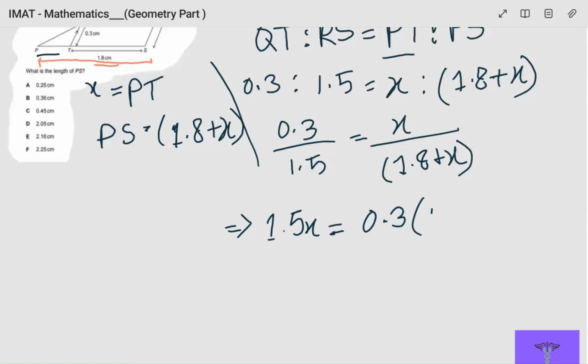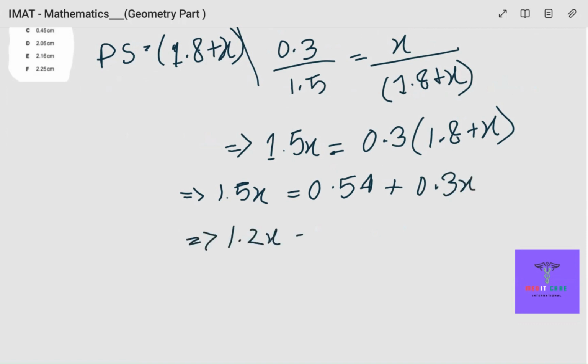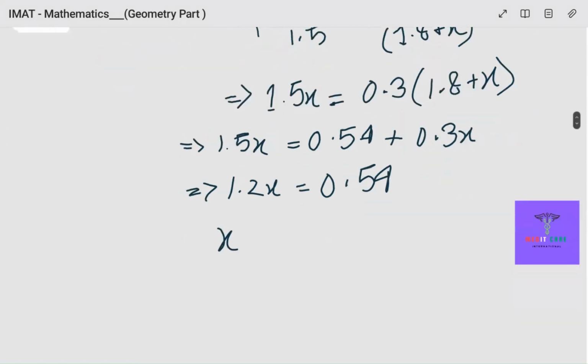0.3 times (1.8 plus x). So that would be 1.5x equal to 0.54 if we multiply 0.3 into 1.8, plus 0.3x. So 1.2x equal to 0.54. Now the x would be 0.54 divided by 1.2, and the value for x would be 0.45.